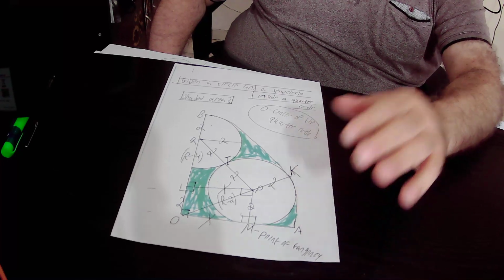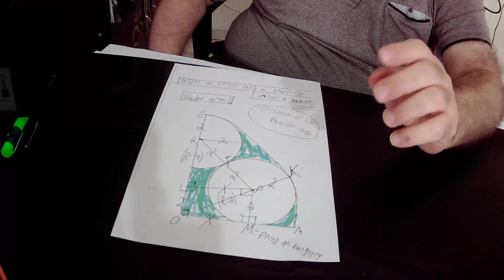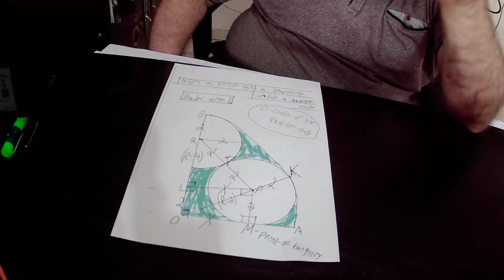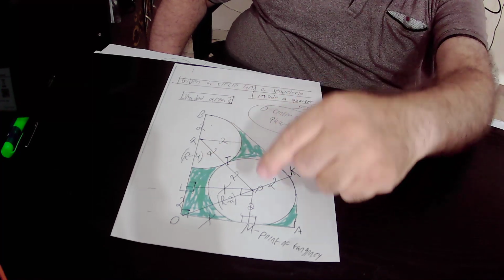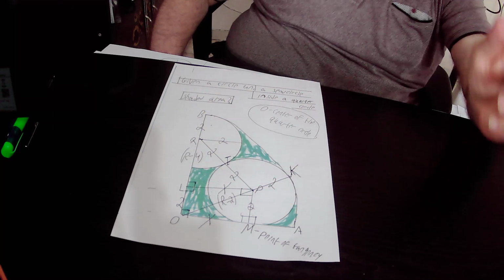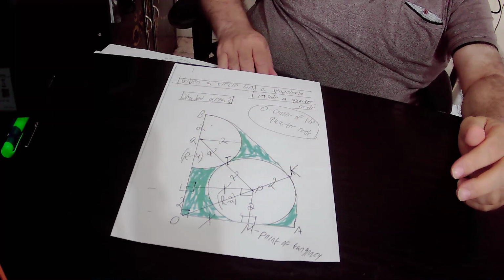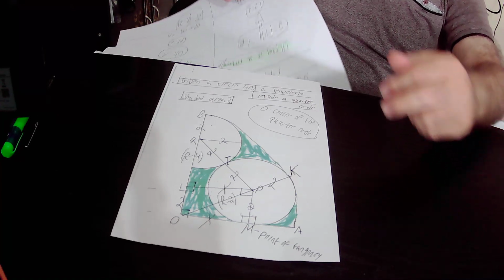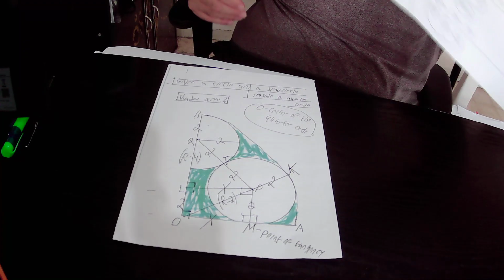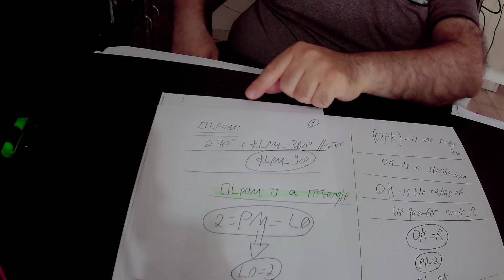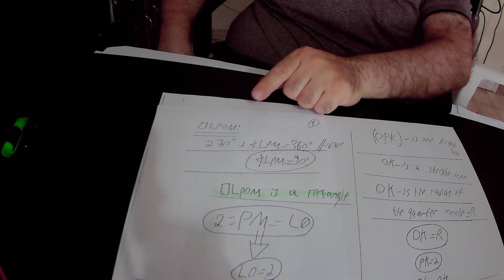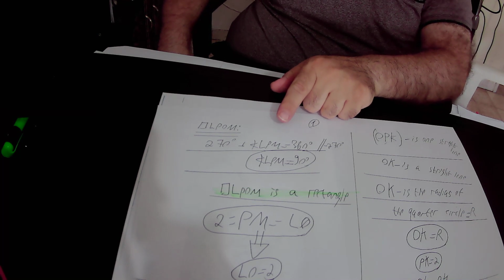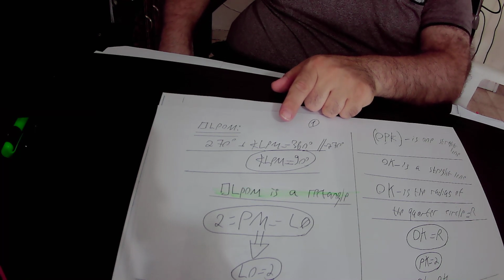So here we actually created quadrilateral LPOM. Inside quadrilateral LPOM we have 1, 2, 3 right angles. And the sum of 3 right angles is 90 times 3, which is 270 degrees. So inside quadrilateral LPOM we have 3 angles whose sum is 270 degrees, plus the size of the fourth angle, which is actually LPM.